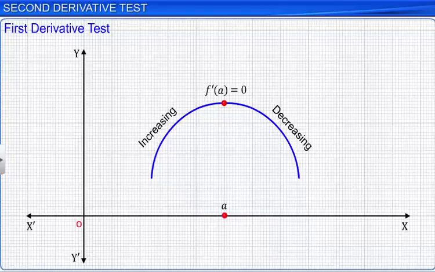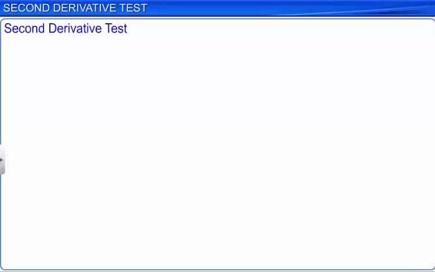In addition to the first derivative test, there is another test known as the second derivative test, which is quite often used to determine the local maxima and local minima of a function. Let's learn about this test in detail.